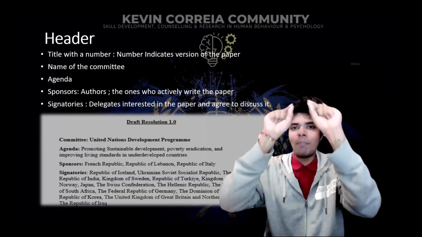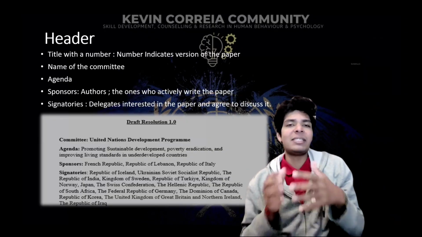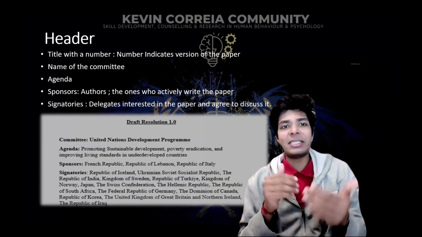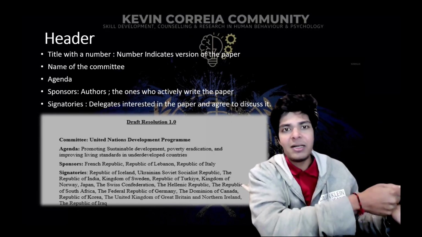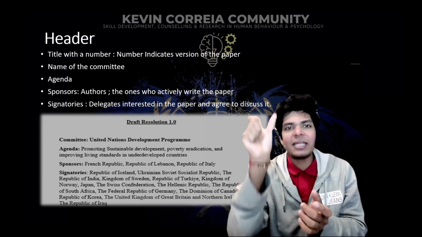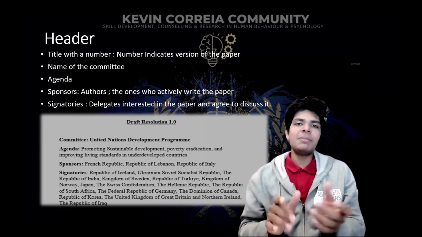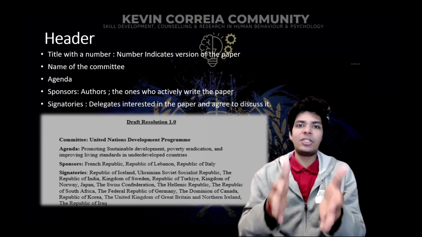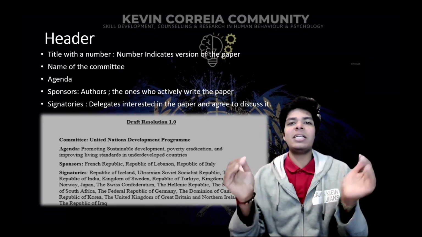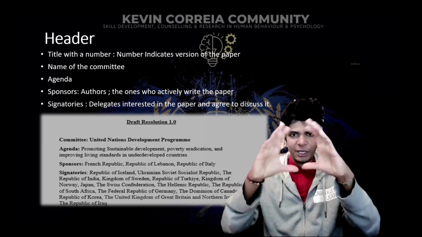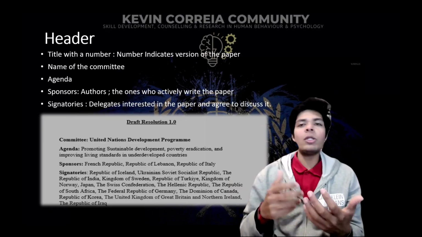And next to it, you have a particular iteration number. That number is very important because let's say in the future, if the same paper needs to be amended or the same agenda needs to be worked upon, instead of writing an absolutely new paper, the delegates can choose to just change that number and change the iteration of this particular paper. Next comes the name of the committee room where you're seated. Post that, you write down what exactly was the agenda that was being discussed to which this particular paper has been drafted.